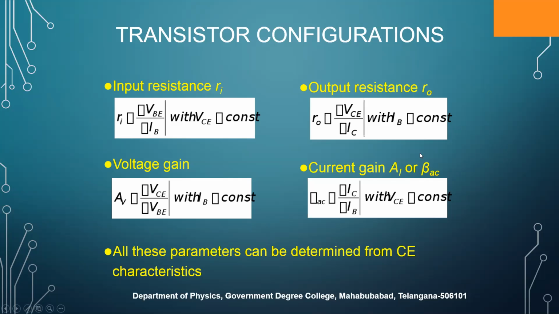Current gain, that is, we use these 2 letters interchangeably. A is for current gain, or beta also we can take. In most of the books we take A only. In some books they take beta. Either one we can take. So beta DC or beta AC or A, whatever it is, is equal to delta IC divided by delta IB with VC constant. All these parameters can be determined from the output characteristics of common emitter configuration transistors.